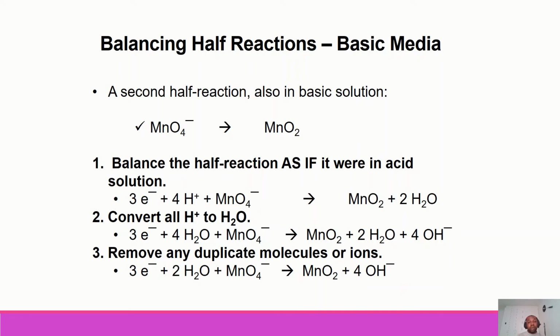So you can also do this in a basic medium. This is another example. So first is to check if the element is balanced, and as you can see, manganese is balanced. So the next step is which side needs oxygen, and this is the side that needs oxygen. That's why you're going to add 2 water there. So by the time you add 2 water there, the next thing is which side needs hydrogen. Then you're going to add hydrogen there. How many hydrogen? This is 4 hydrogen. So you're going to add 4 hydrogen there.